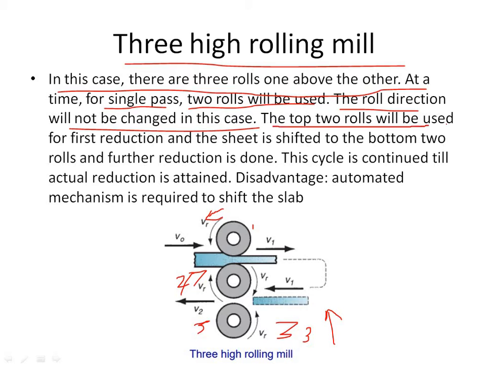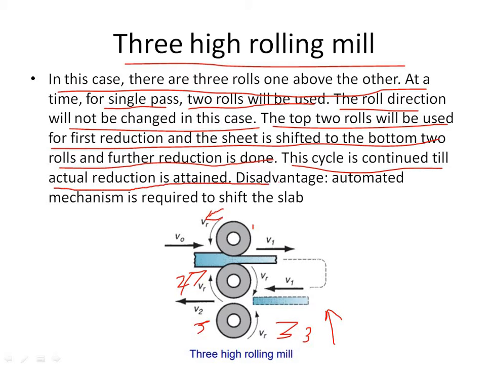The top two rolls will be used for the first reduction, and the sheet is shifted to the bottom two rolls and further reduction is done. This cycle is continued till the actual reduction is attained. Disadvantage: an automated mechanism is required to shift the slab. What is the important thing here? An automated mechanism is required to shift the slab in three roll millings.